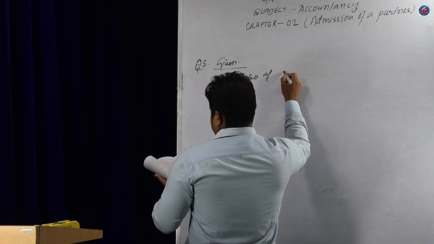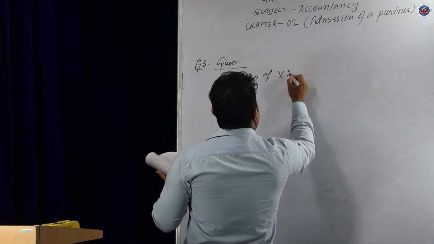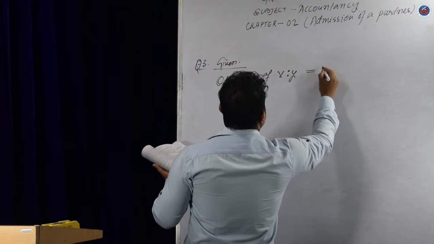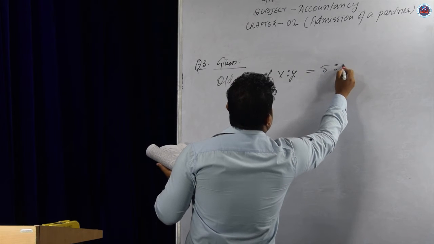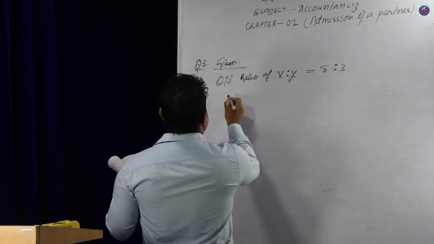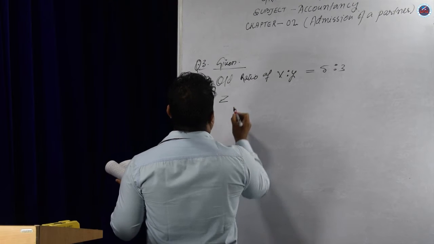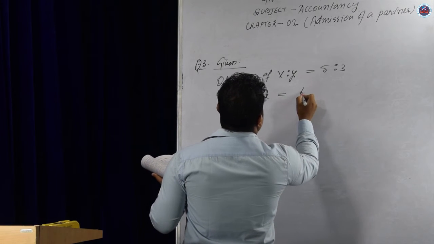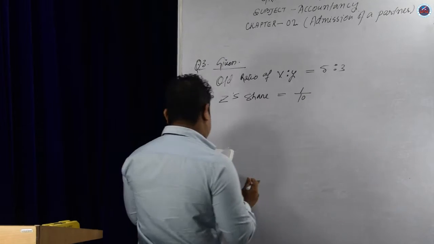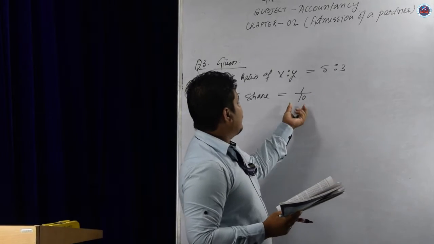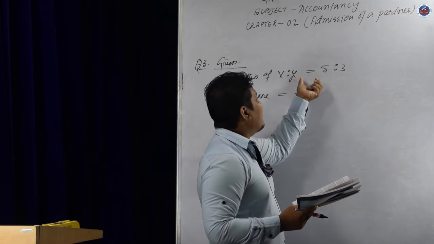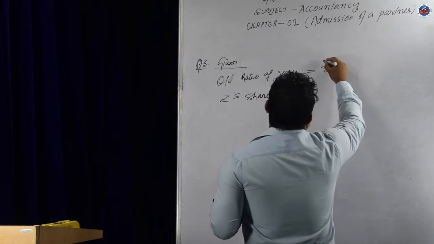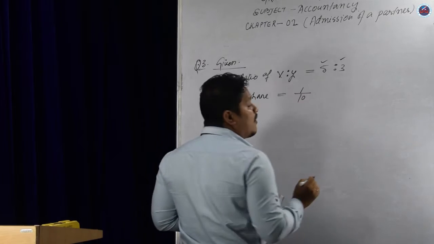The ratio of X is to Y is given as 3 is to 5 is to 3, and Z is a new partner. Z's share is given as 1 by 10. This 1 by 10 will be given by X and Y in equal ratio from their old share.